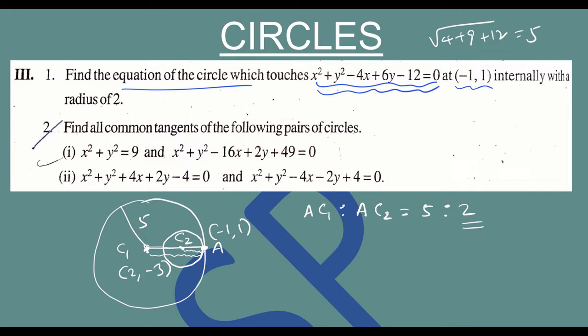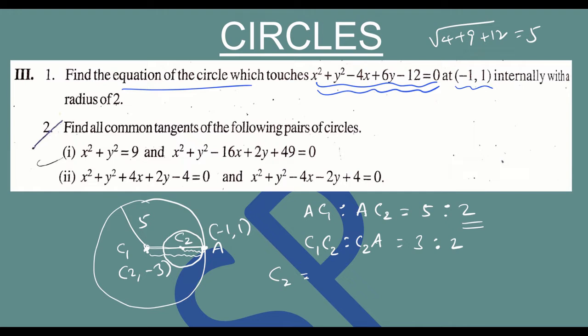Observe that I can see C2 like this. Observe C1C2 is 3 and C2A is 2. So this is a 3 is to 2 ratio. C2 is dividing C1A in the ratio 3 is to 2. So we find C2 directly using 3 is to 2. You get the coordinates of C2 and then you can write the circle equation.